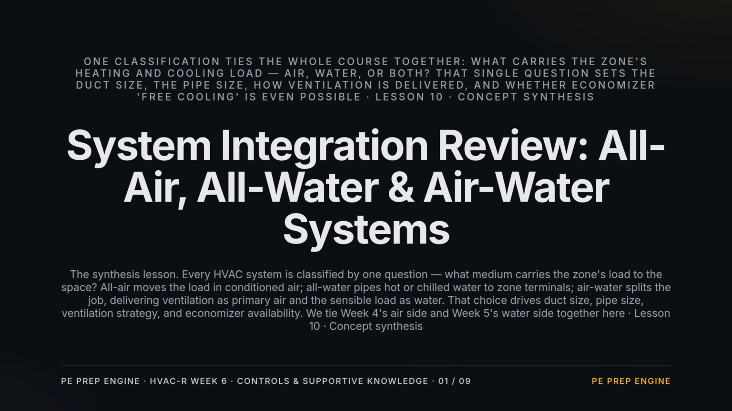Week 6, Lesson 10, System Integration. This is the synthesis lesson that ties the whole course together. Every air conditioning system answers one question. What carries the zone's heating and cooling load to the space? All air moves it in conditioned air. All water pipes hot or chilled water to terminals at the zone. Air-water splits the job. Primary air for ventilation, water for the sensible load. That single choice drives duct size, pipe size, how you deliver ventilation, and whether an economizer is even possible.